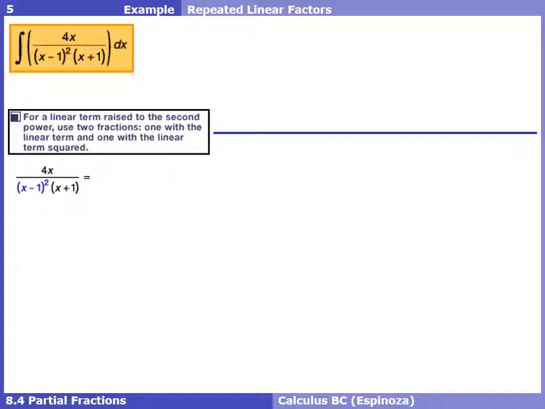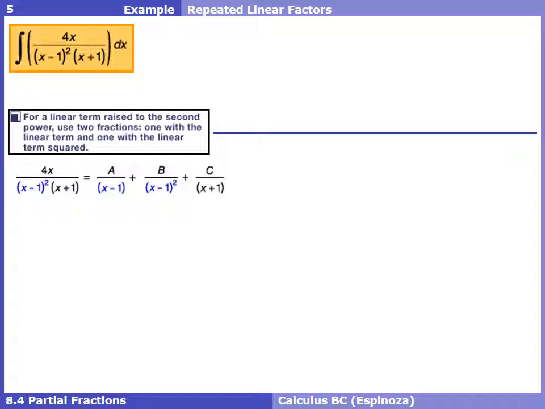For a linear term raised to a second power, we're going to use 2 fractions, one with the linear term and one with the linear term squared, if you happen to recall that from your pre-cal days doing partial fractions. So the way this problem is going to look is we're going to have an A over one of the x minus 1's, and then a B over not another x minus 1, but an x minus 1 squared. The last term is going to be C over that last factor in the bottom, x plus 1. So hopefully that's giving you some reminders of what you saw last year.